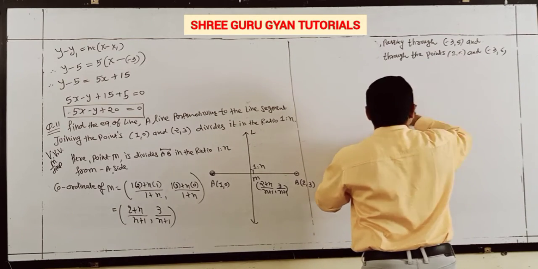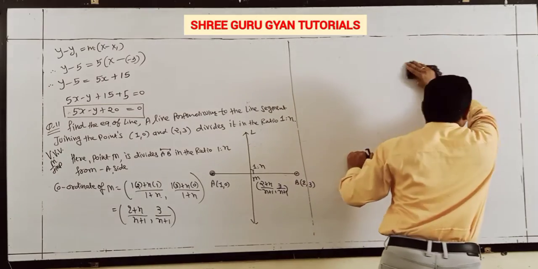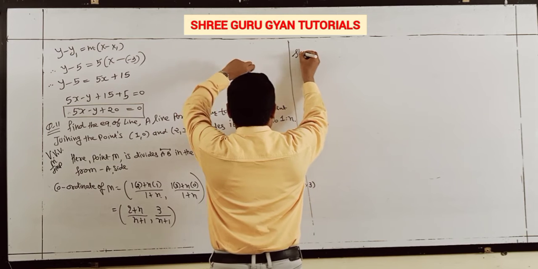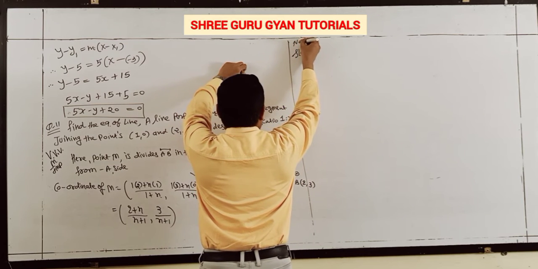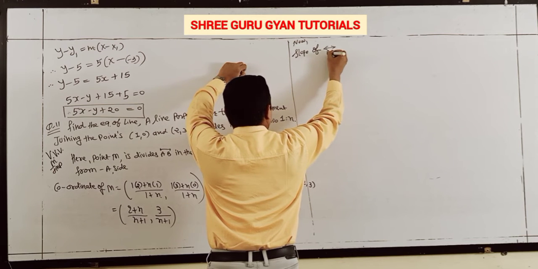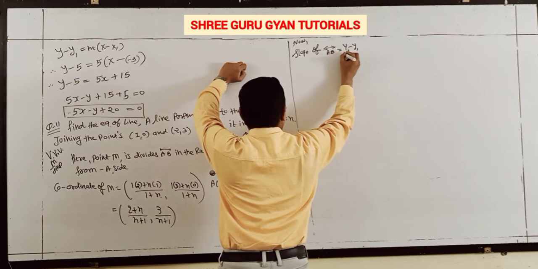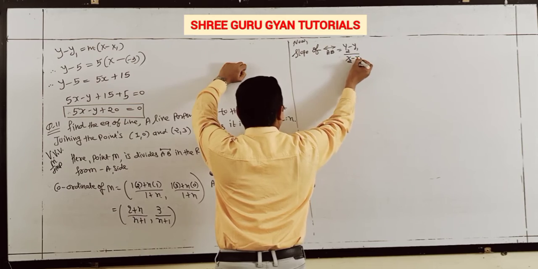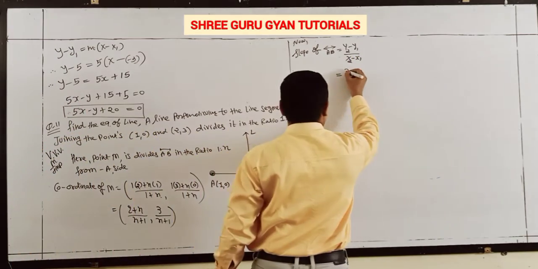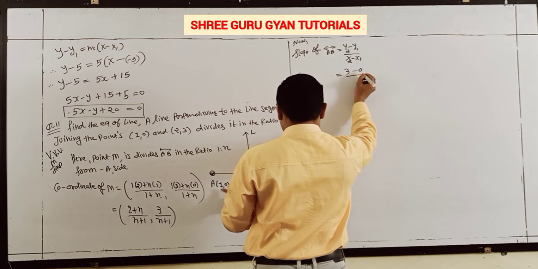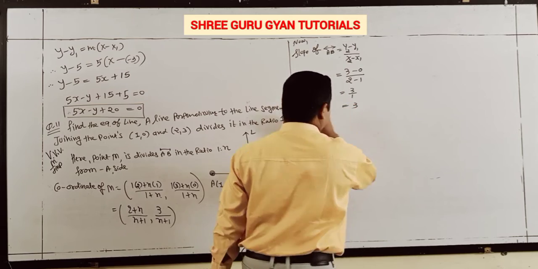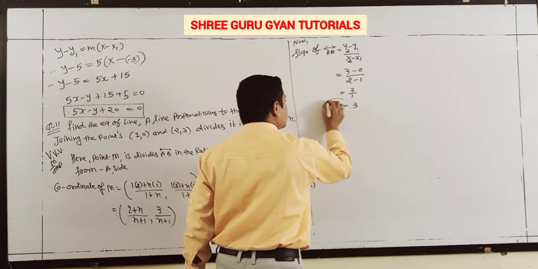So very easily we can show that plotting. Now the slope of our line segment AB is y2 minus y1 by x2 minus x1. Applying it from A to B: 3 minus 0 upon 2 minus 1, which equals 3. That is the slope M1.